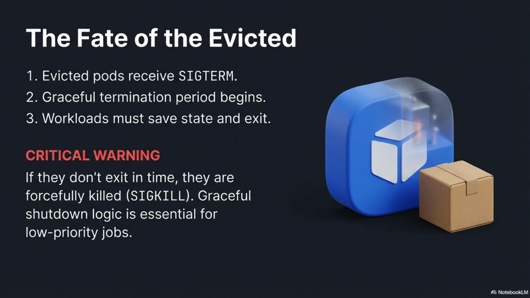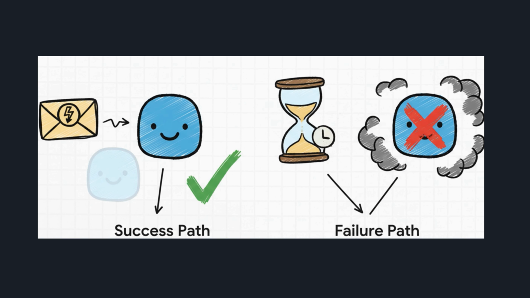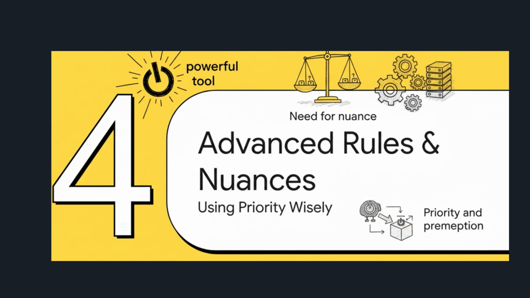It sends the victim pod a SIGTERM signal and gives it a graceful termination period to finish up its work and shut down cleanly. This is why having well-behaved apps that can handle shutdown signals is so important, especially for your lower priority stuff. If they don't cooperate, though, then they'll be forcefully terminated.